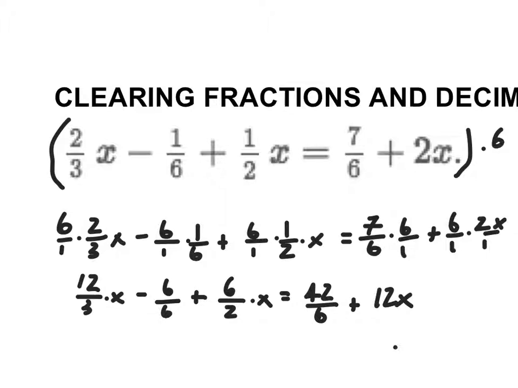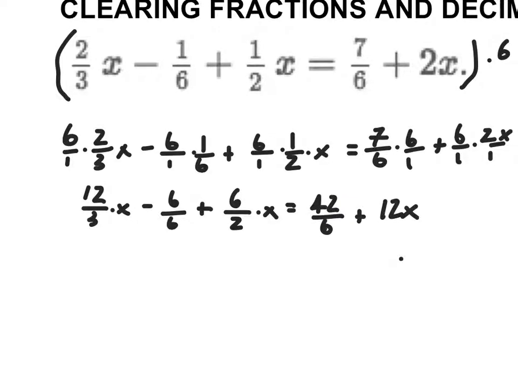The reason why I multiplied all those by 6 is because all of these are going to divide into something else. So 12 divided by 3 gives me 4 times x, minus 6 over 6, which is 1, plus 6 divided by 2, which is 3 times x, and that's equal to 42 over 6, which is 7, and then plus 12x.